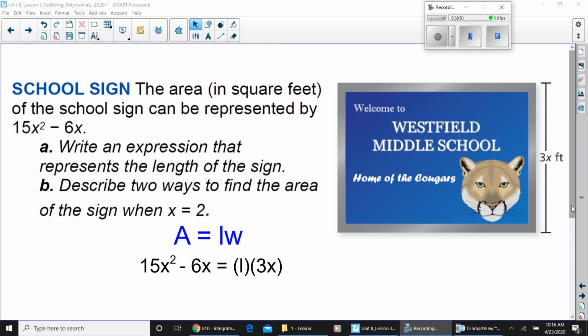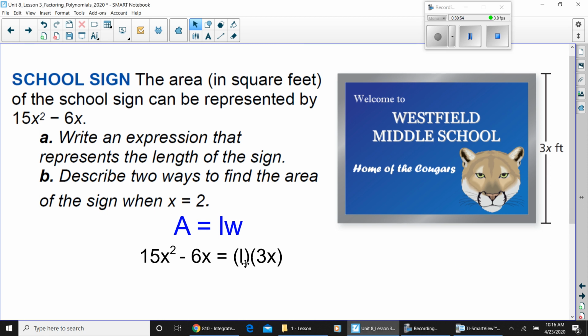So just take a look at what I was saying before. You're talking about this. The area is given to you, right? So you're going to substitute that 15x squared minus 6x into the area section of this formula. Equal sign comes down, the length is missing, right? So we want to solve for that length, and the length is here. That's an L, by the way, times the width, which is 3x. So think about your algebra skills. What would you do to both sides to solve for L?